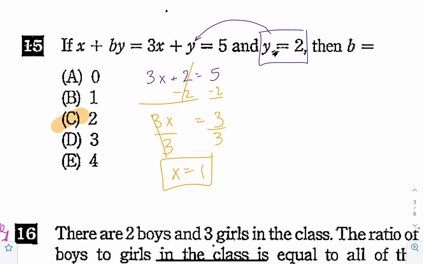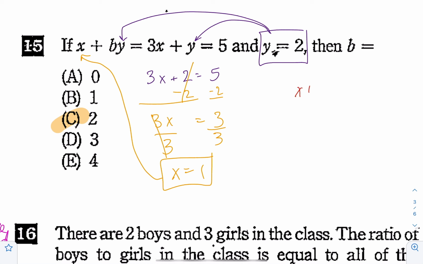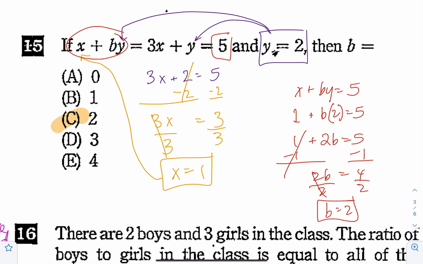Now once you know that x is equal to 1, you can substitute both of these in here. And you end up with x plus by is equal to 5, because this whole thing is equal to 5 as well. And x is equal to 1, so 1 plus b times 2 is equal to 5, or 1 plus 2b is equal to 5. Here, if you subtract 1 from both sides, you get that 2b is equal to 4. And if you divide by 2, you get that b is equal to 2. And that's choice C.